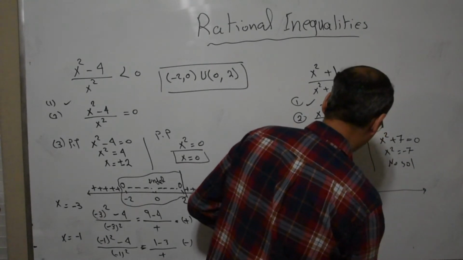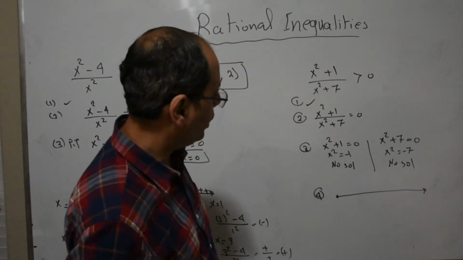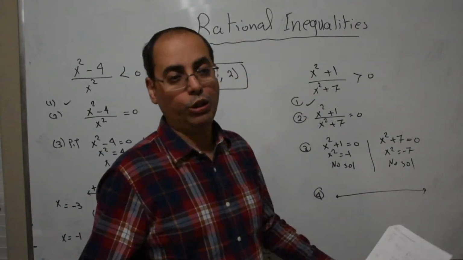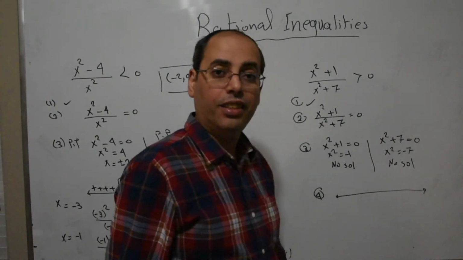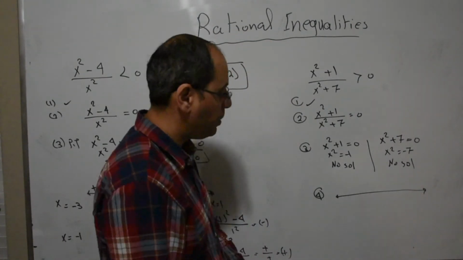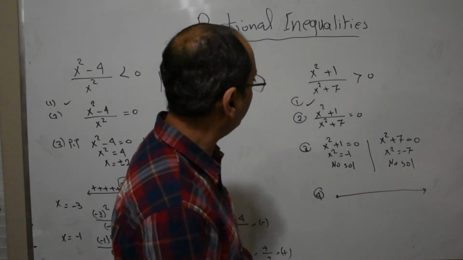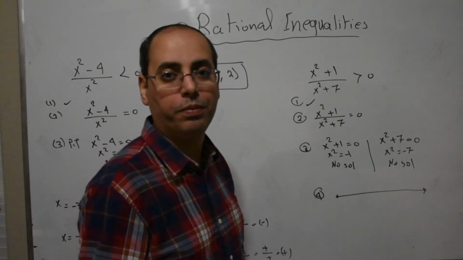I do the test chart. But how many points? I don't have any partition points. No solution, no solution. Okay, this is just a chart. And now I need to test. So guess what? Pick any points in real numbers and test. What's your favorite point? 0?